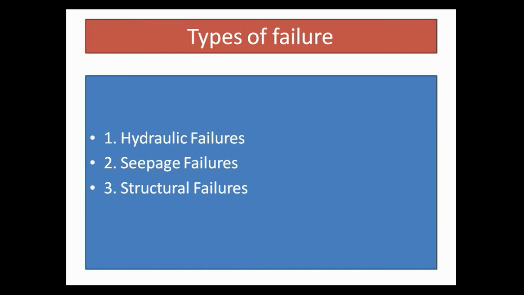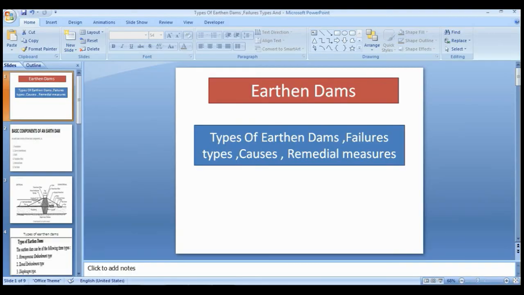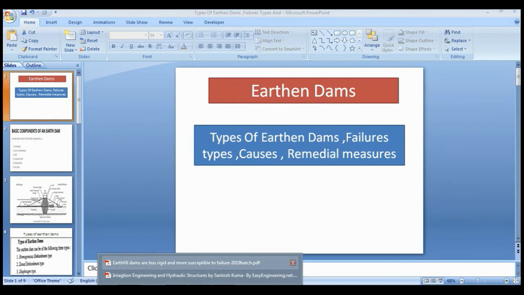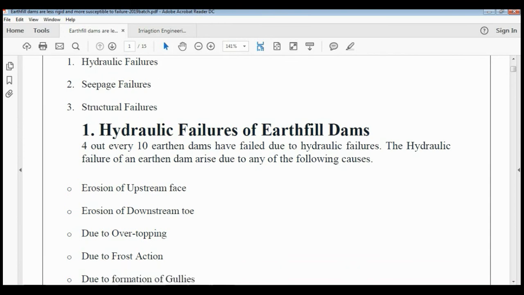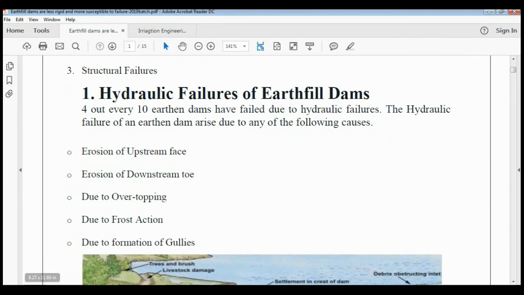The first one is hydraulic failures, the second is seepage failures, and the third is structural failures. Now we'll see them one by one. So the first type is hydraulic failure. There are subtypes also: erosion of upstream face, erosion of downstream face due to overtopping, due to frost action, and due to formation of gullies.